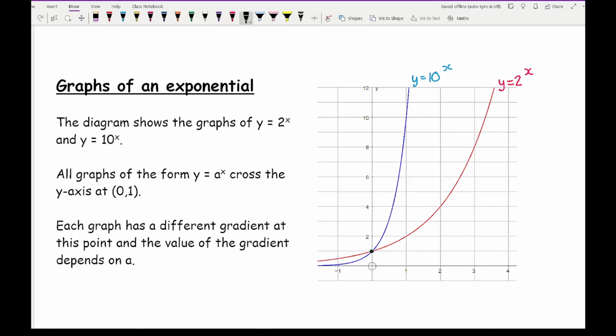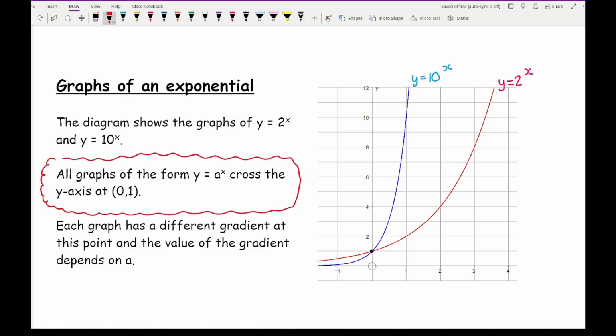So now let's have a look at the graphs of an exponential. What we can see on the diagram is y equals 2 to the power x and y equals 10 to the power of x. Now the key property about these exponential graphs is that when you have the equation y equals something to the power of x, it's always going to cross the y-axis at 0, 1, so at this point here.